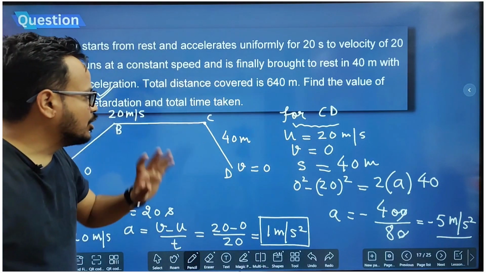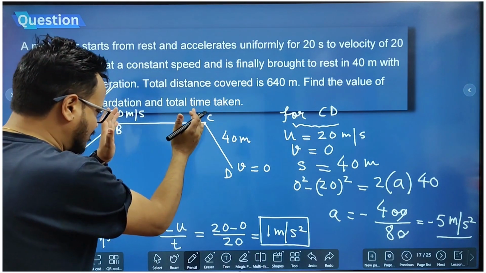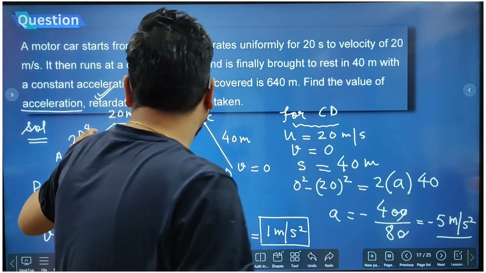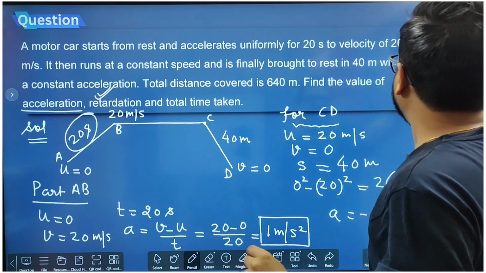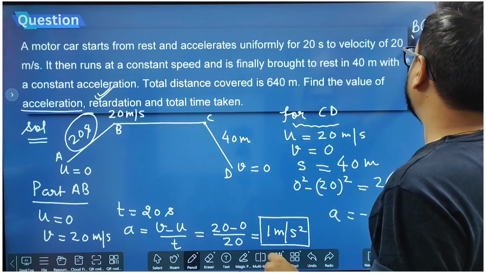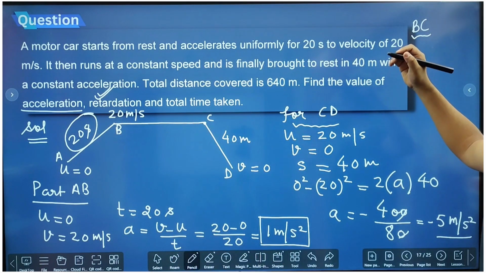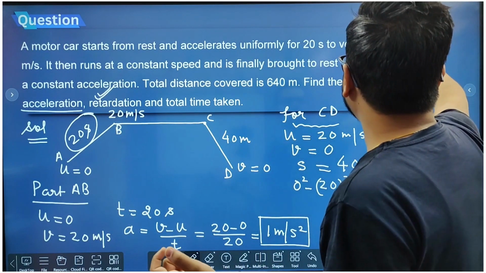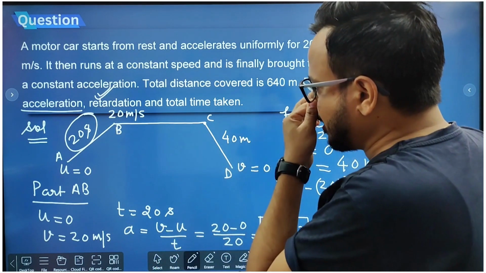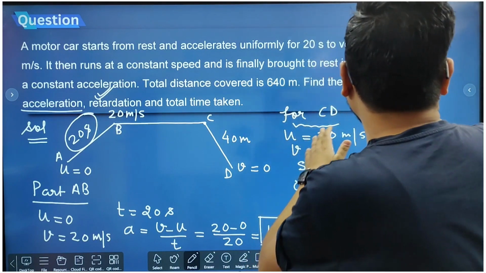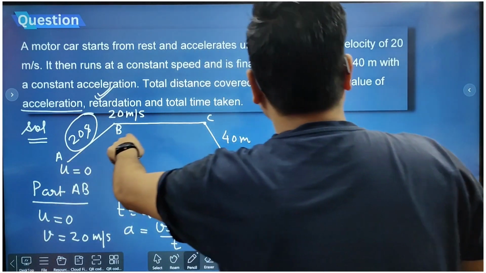And now the third one, total time taken. Total time taken is time of this part plus time of this part plus time of this part. For the first part we already know that the time is 20 seconds. Now let's find time for part BC. For BC part, acceleration is 0, so we can directly apply the formula speed equal to distance upon time. So speed is 20, distance upon time. Okay. First we have to find this distance because we do not know this distance yet. So let's find the distance AB.